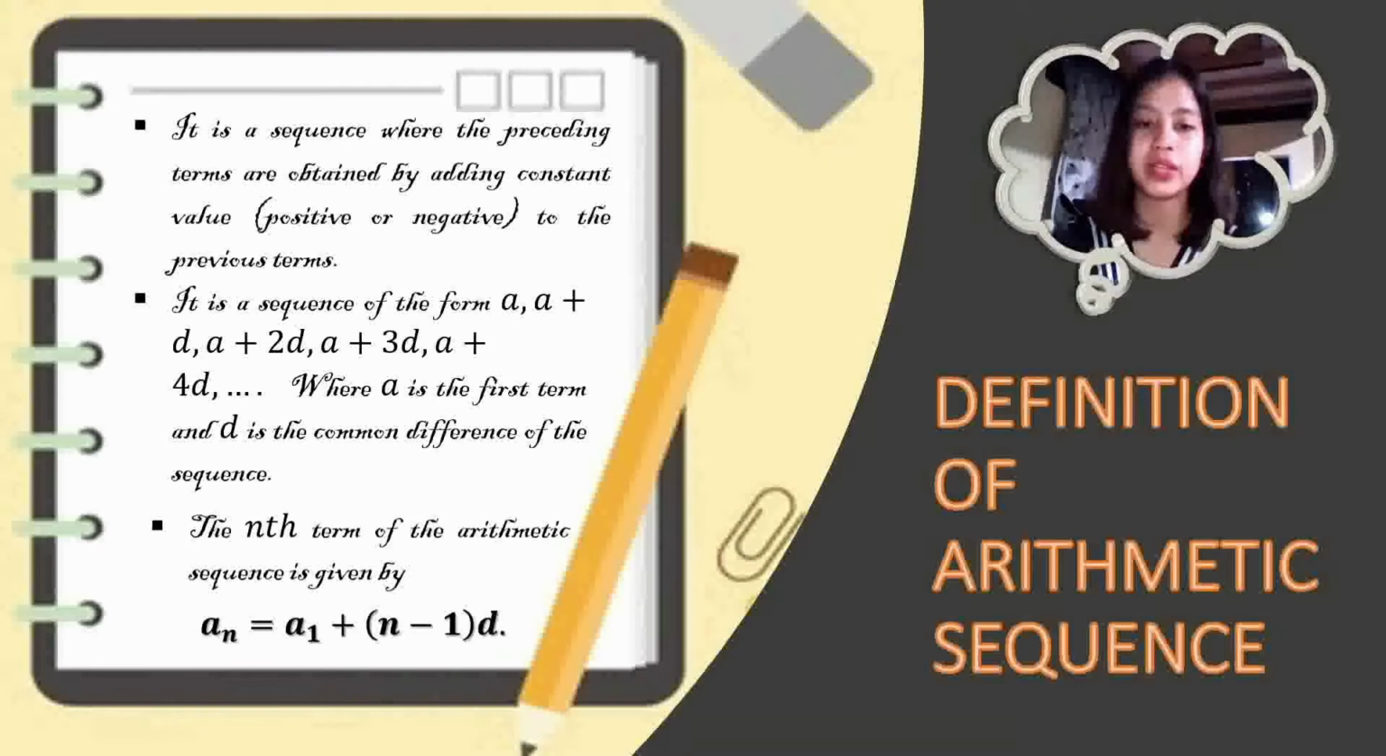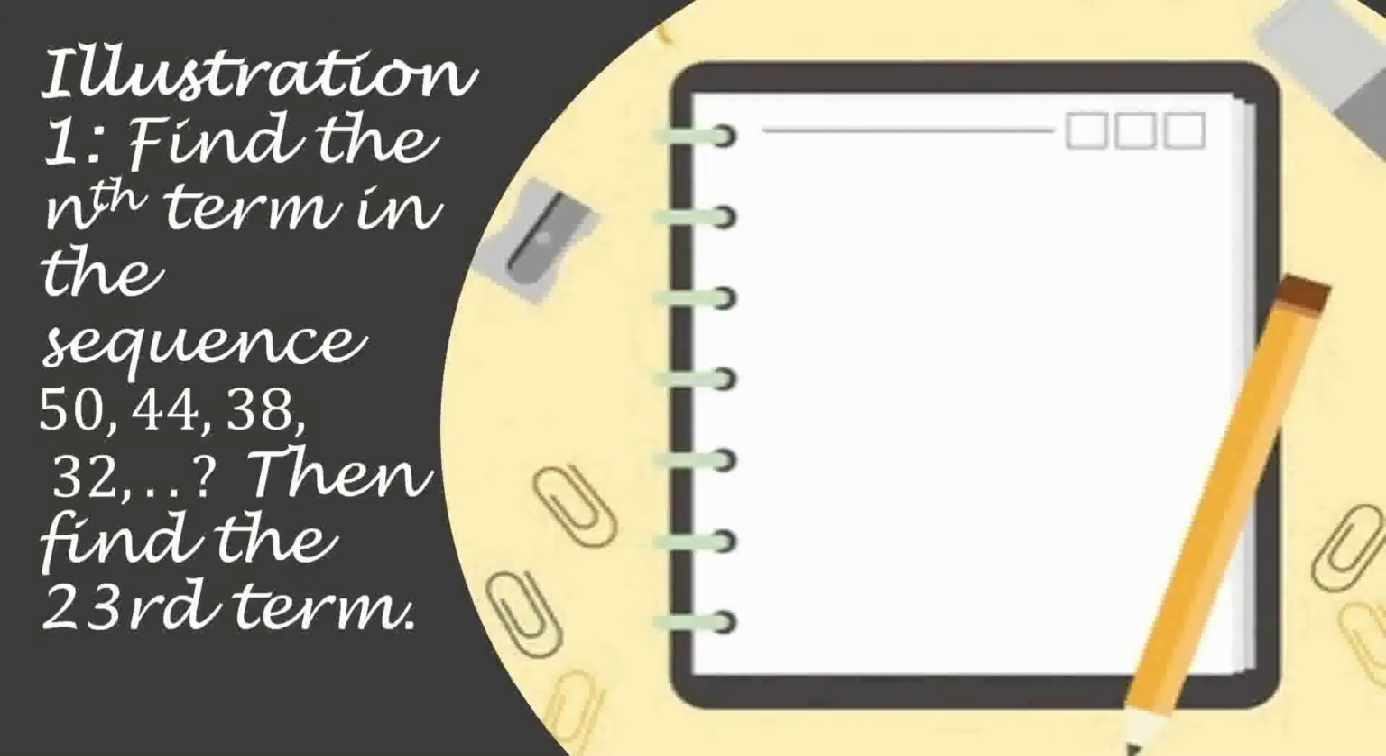The nth term of the arithmetic sequence is given by a sub n is equal to a sub 1 plus n minus 1 times d. For example number 1, find the nth term in the sequence 50, 44, 38, 32, and so on. Then find the 23rd term.